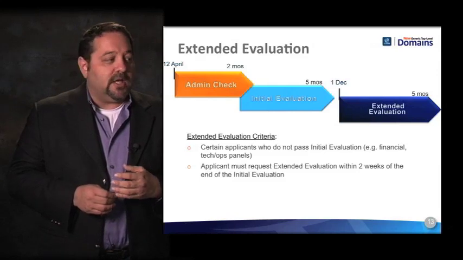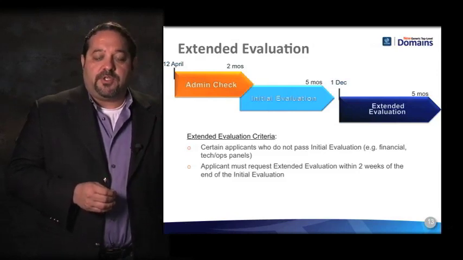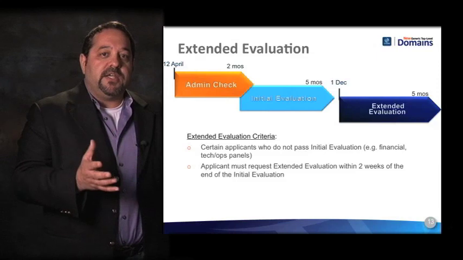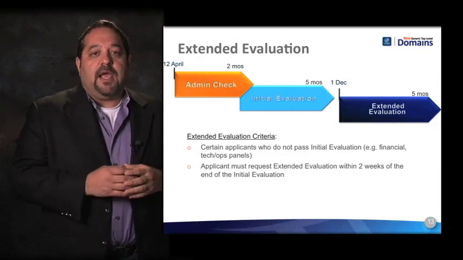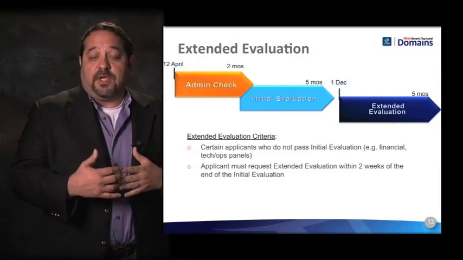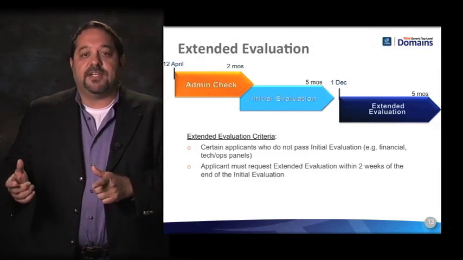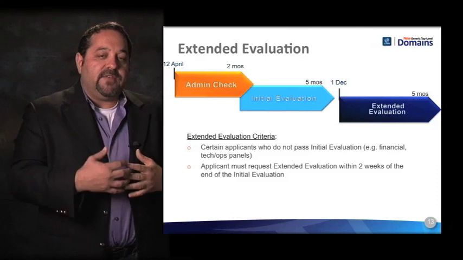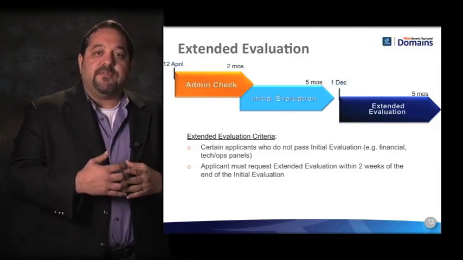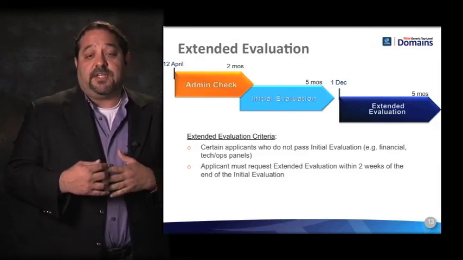Extended evaluation. So what does that path look like? So again, you've gone through initial evaluation. There's been an issue with one of the panels, and you did not pass initial evaluation the first time. You then have an opportunity to elect extended evaluation. At the end of initial evaluation, applicants will be given 2 weeks to elect extended evaluation.